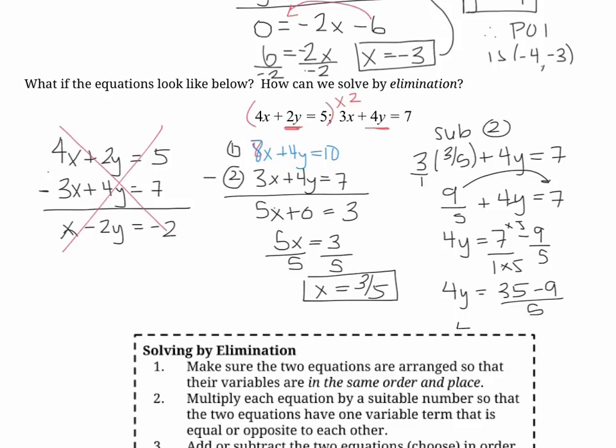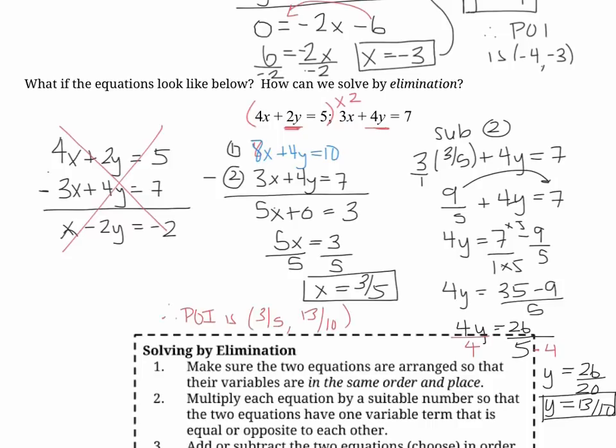Almost done. So we have 4y is equal to 26 over 5. We're going to finish this off by just dividing by 4 on each side. So I'm going to multiply by 4 in the denominator. So that divides by 4. And I'm left with y equals 26 over 20, which simplifies to y equals 13 over 10. So if we put it all together, the x coordinate of our point of intersection is 3 over 5, and the y coordinate is 13 over 10.